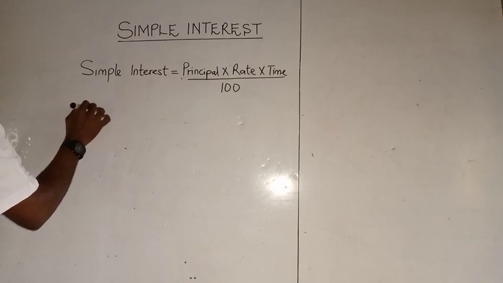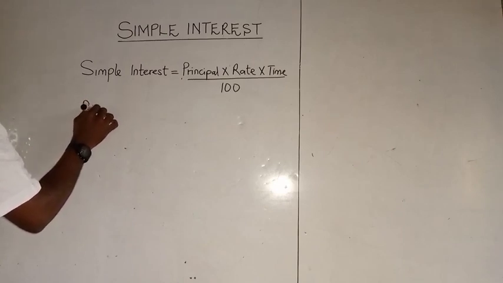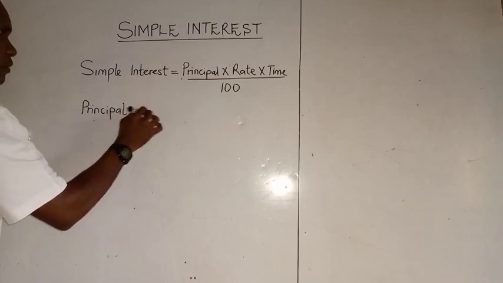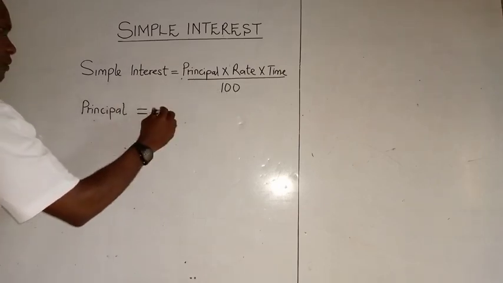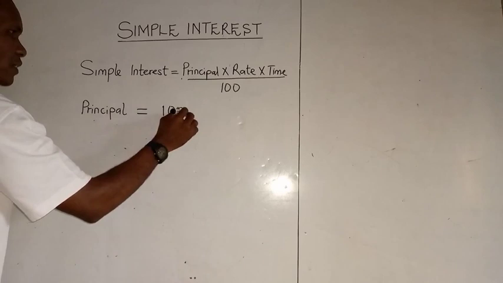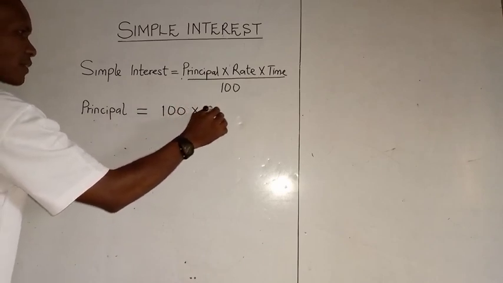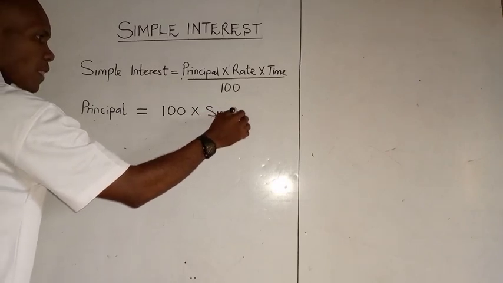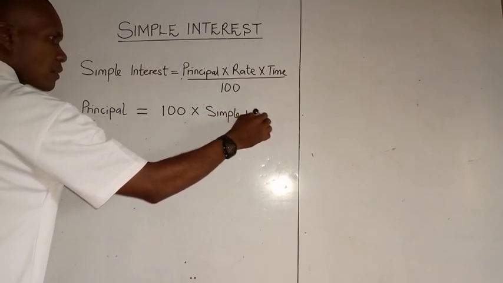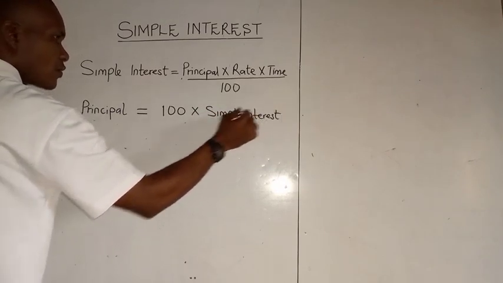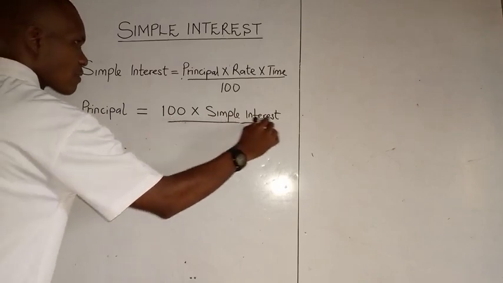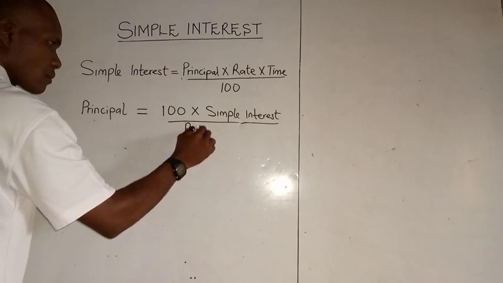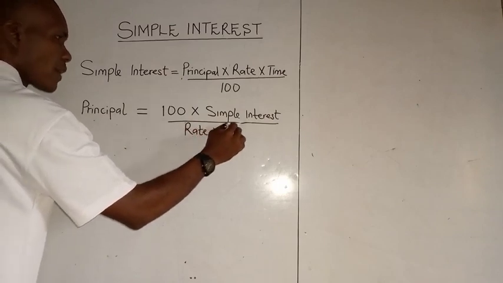The principal is equal to 100 multiplied by the simple interest all over rate multiplied by time.